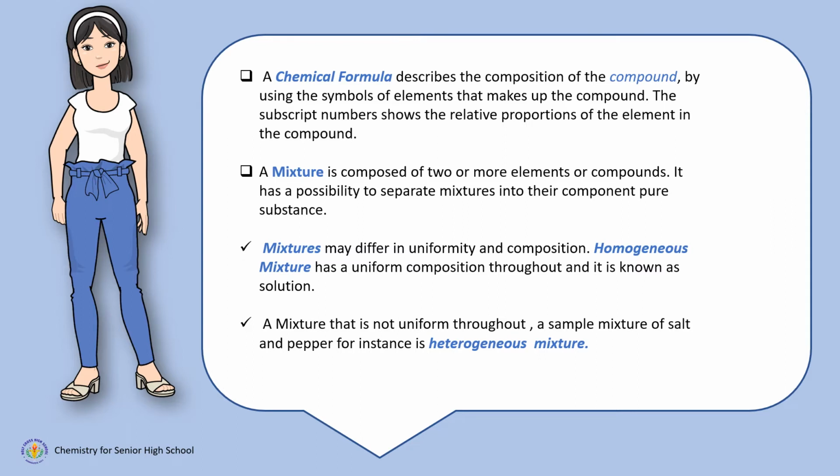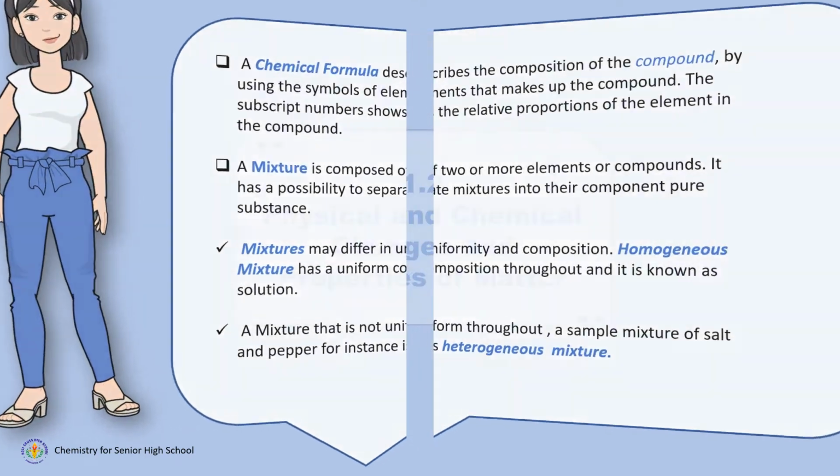A mixture is composed of two or more elements or compounds. It is possible to separate mixtures into their component pure substances. Mixtures may differ in uniformity and composition. A homogeneous mixture has a uniform composition throughout and is known as a solution. A mixture that is not uniform throughout, a sample mixture of salt and pepper for instance, is a heterogeneous mixture.